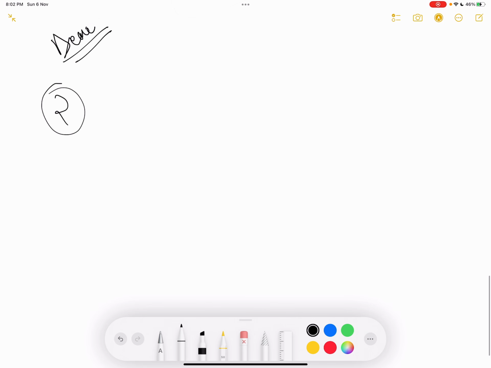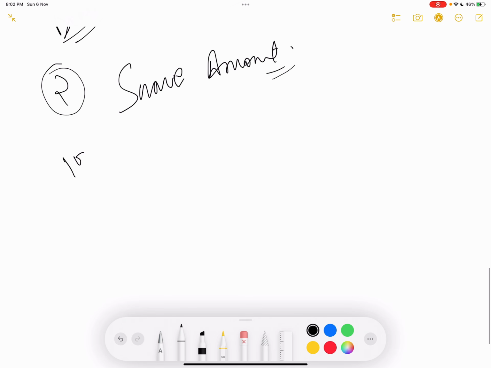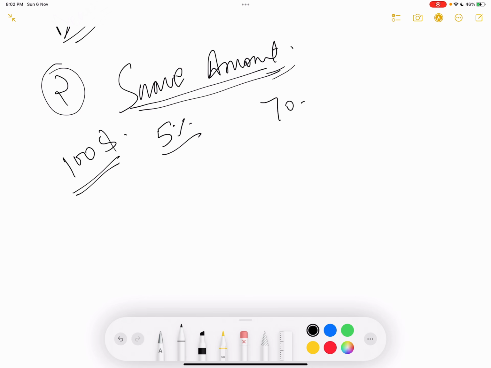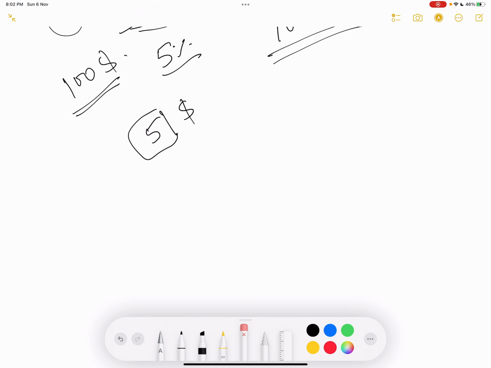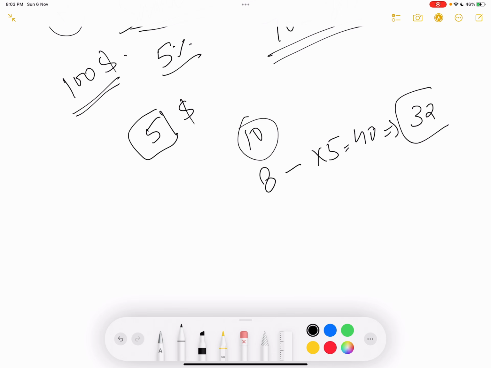Now second, for the traders who are in the second stage, they can use the same amount strategy. If they have $100 in their accounts, they should use 5% each trade. But it is only for those whose accuracy is above 70 to 80%. For example, if you trade $5 each and you take 10 trades, you win, for example, 8 trades. 8 into 5 is 40. 80% would be 32. The payout.